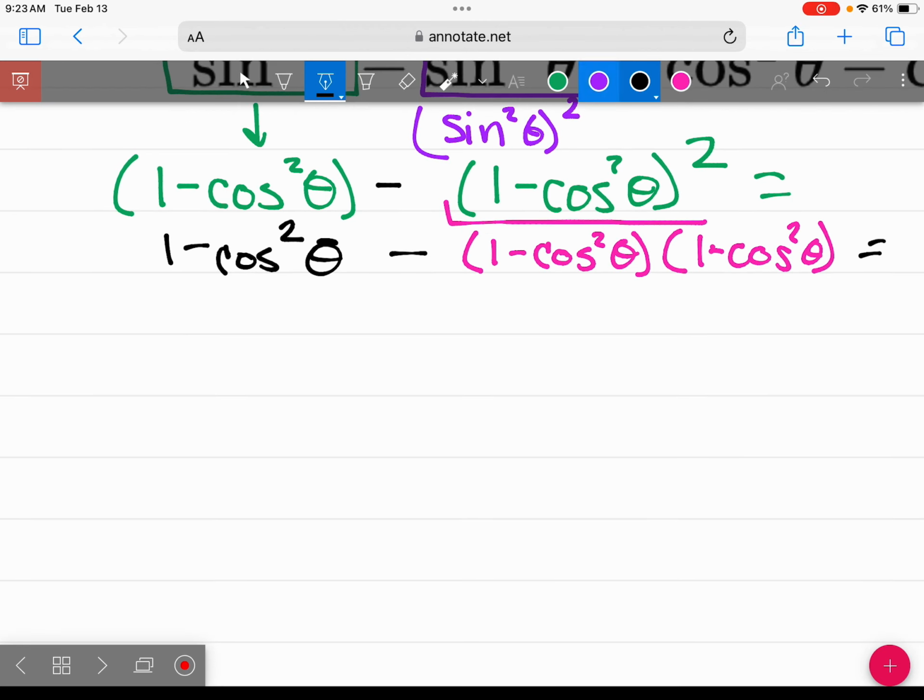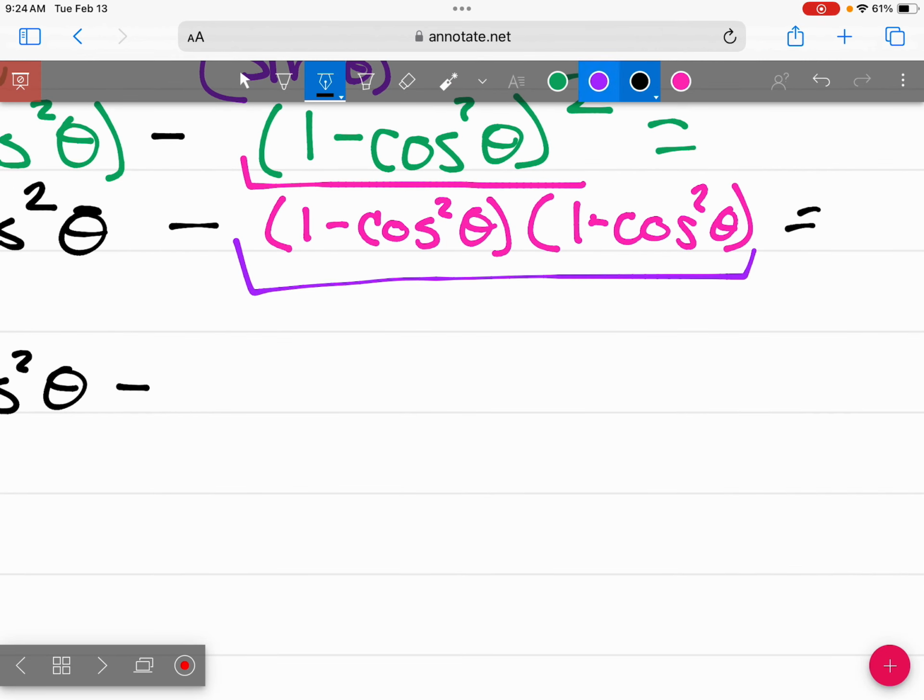1 minus cosine squared theta minus that whole thing. So we're going to multiply out this whole piece here. 1 minus cosine squared theta minus. This is about to be real long because we have our 1 times 1, which is 1. 1 times minus cosine squared. So we have minus cosine squared theta.